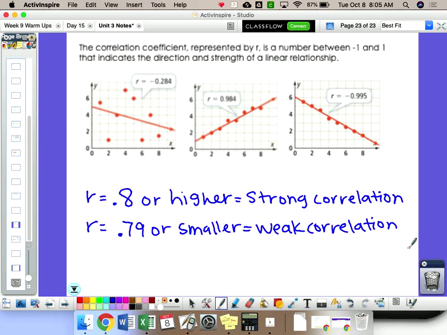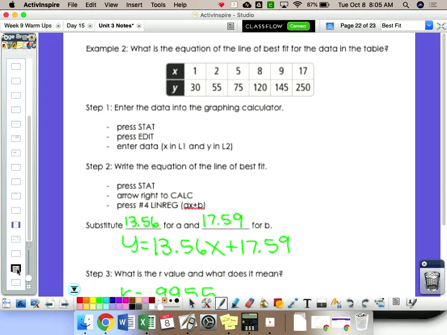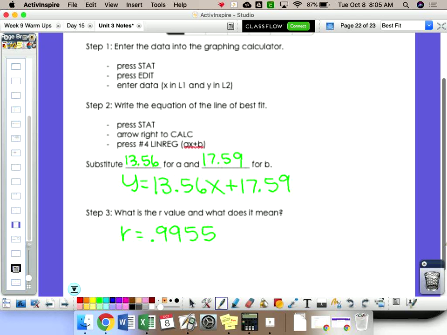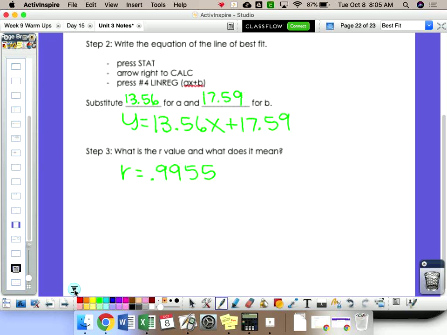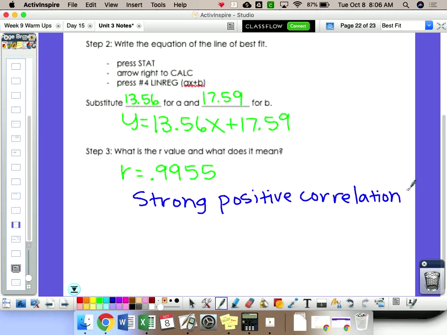So let's look back at that example that we were doing and figure out, was this a weak or a strong correlation? We had an R of positive 0.9955. Since that is above 0.8, I would say that we have a strong, and since it was positive, I'm also going to say positive correlation. So if this would have been a negative 0.9955, I would say a strong negative.